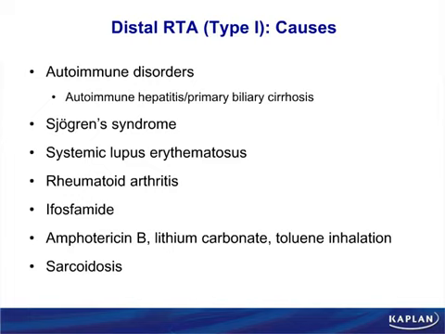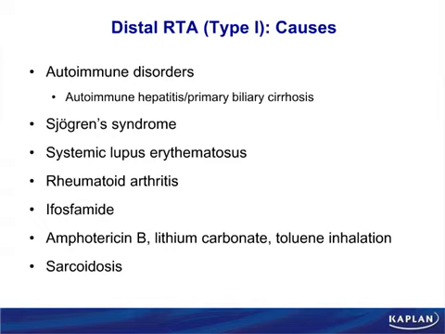What can cause a distal RTA? Well, many autoimmune disorders like Sjogren's, SLE, rheumatoid arthritis, several drugs like ifosfamide, amphotericin B, sarcoidosis, lithium, toluene. I actually had a patient with toluene a few weeks ago. So if they give you a teenager who has a distal RTA, think about toluene, because toluene is in glue.